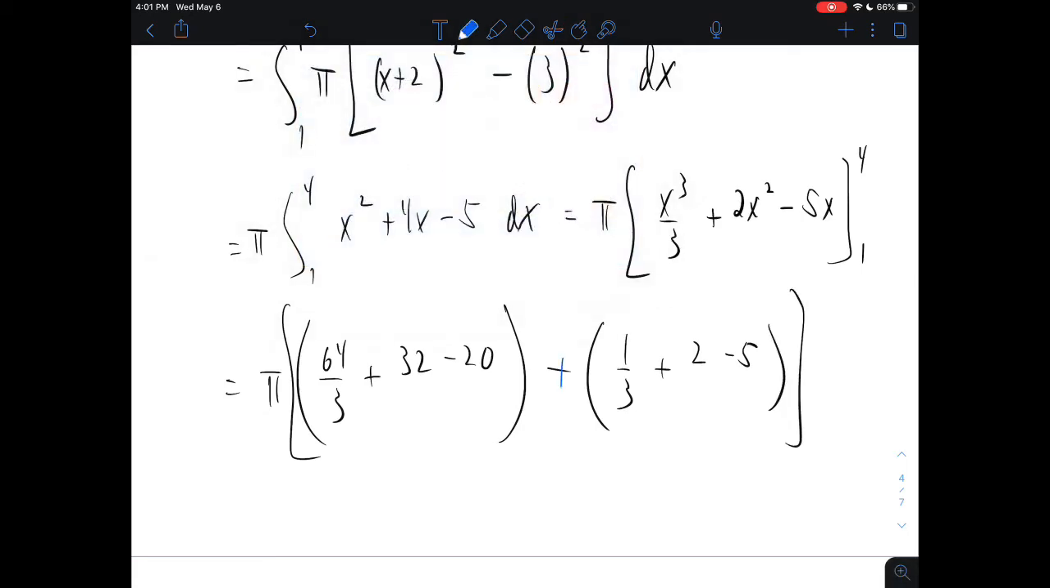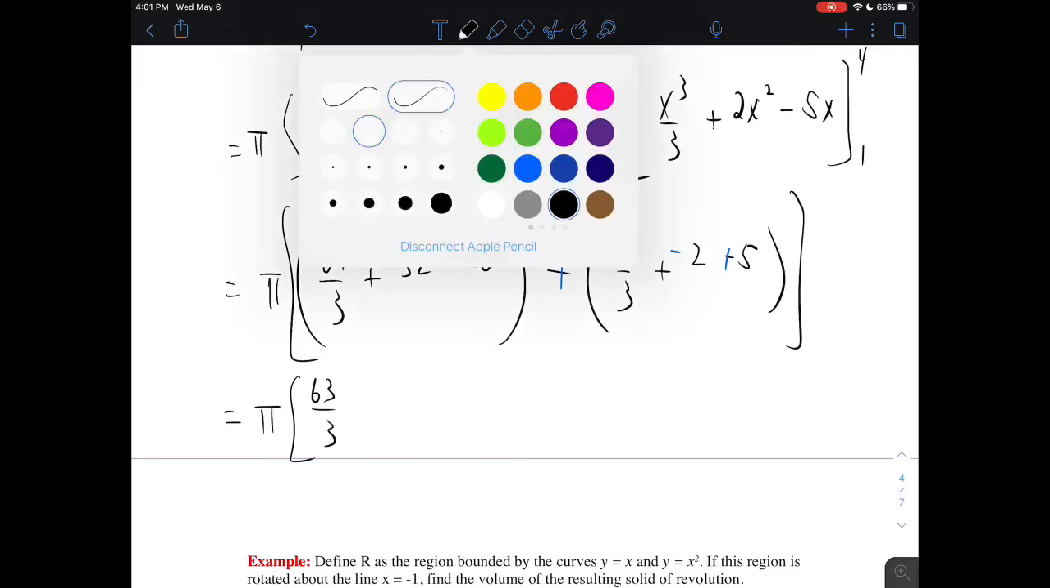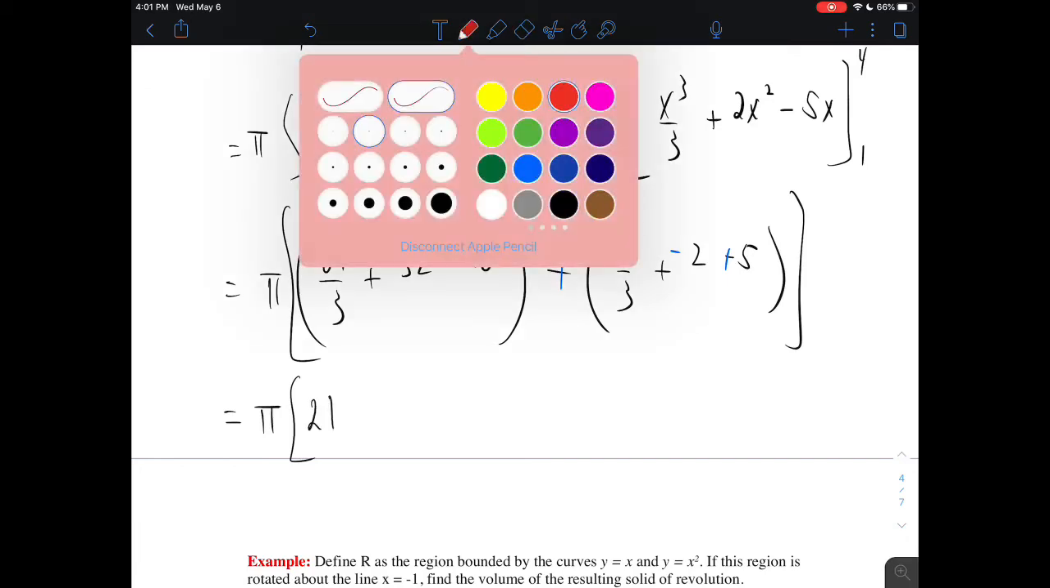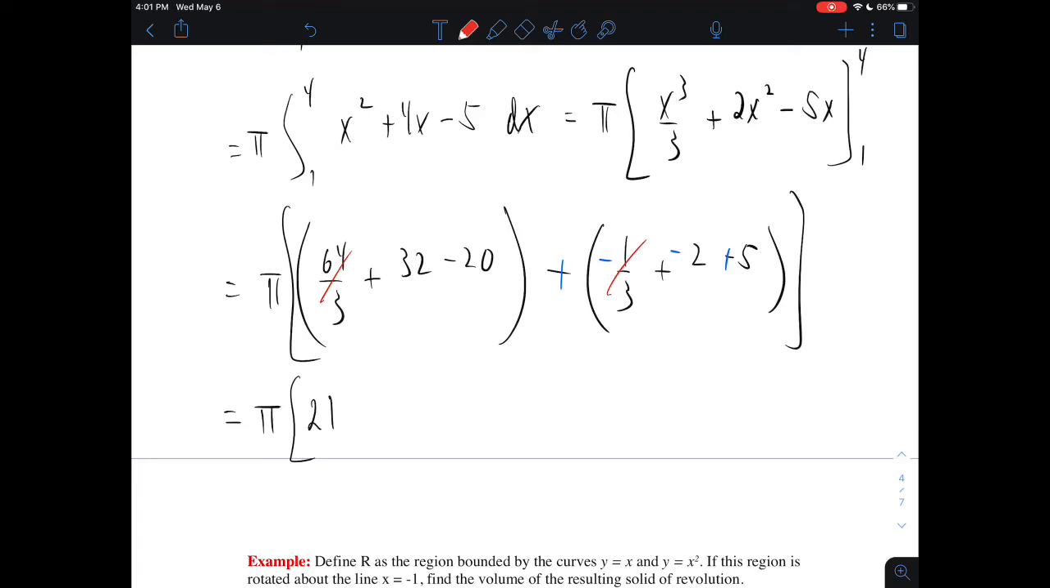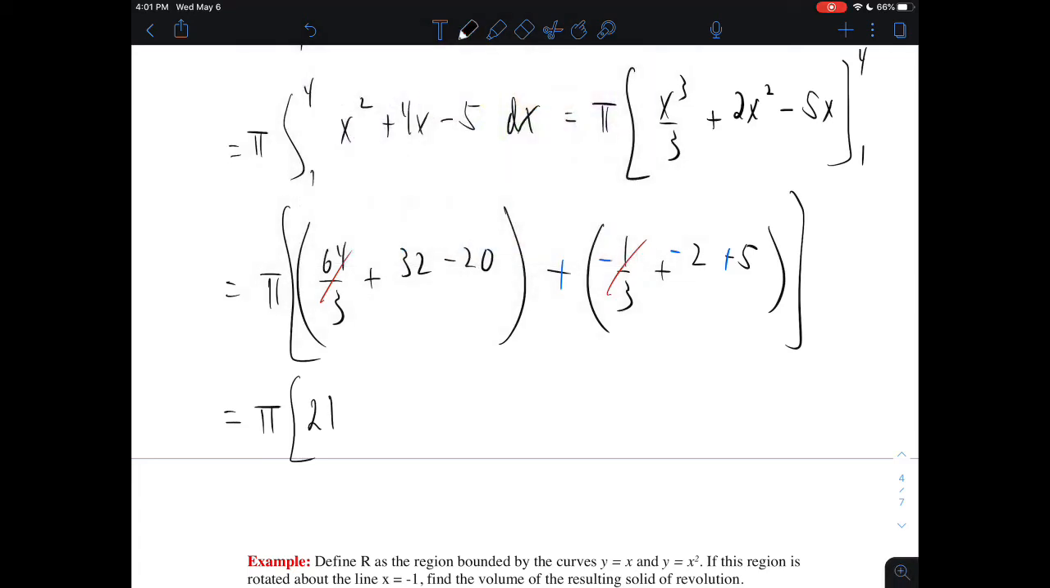So then distributing my negative, keeping my pi out front, I would have 64/3 minus 1/3, which is 63 over 3. That's the same thing as 21. So let's just write 21. And that means I've already considered the fractions. 32 minus 20 is 12. And then I'll also be subtracting another 2, so that's 10. Plus 5, so that's 15. So we just end up with 36 pi.